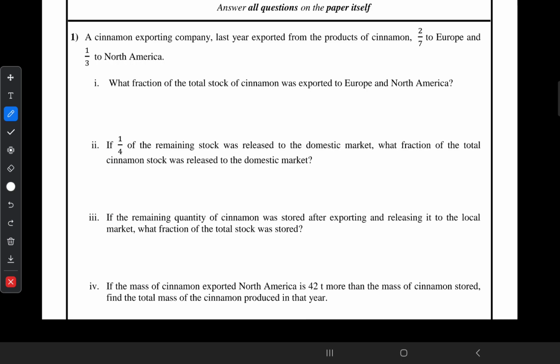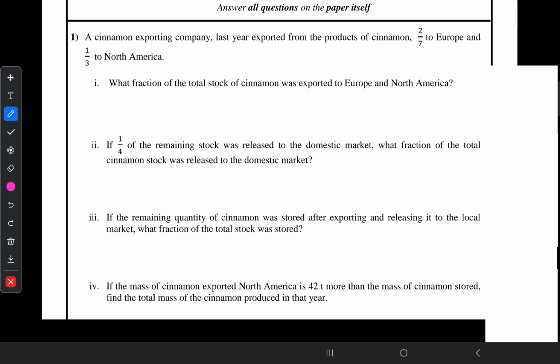Before starting to do that, you should draw a small mind map. This is our cinnamon company, total company. From that, 2/7 portion exported to Europe. Okay, this is for Europe. And then after that, 1/3 to North America. This is for North America. And after that, there is a remaining also. Okay, after that, there is a remaining as well.